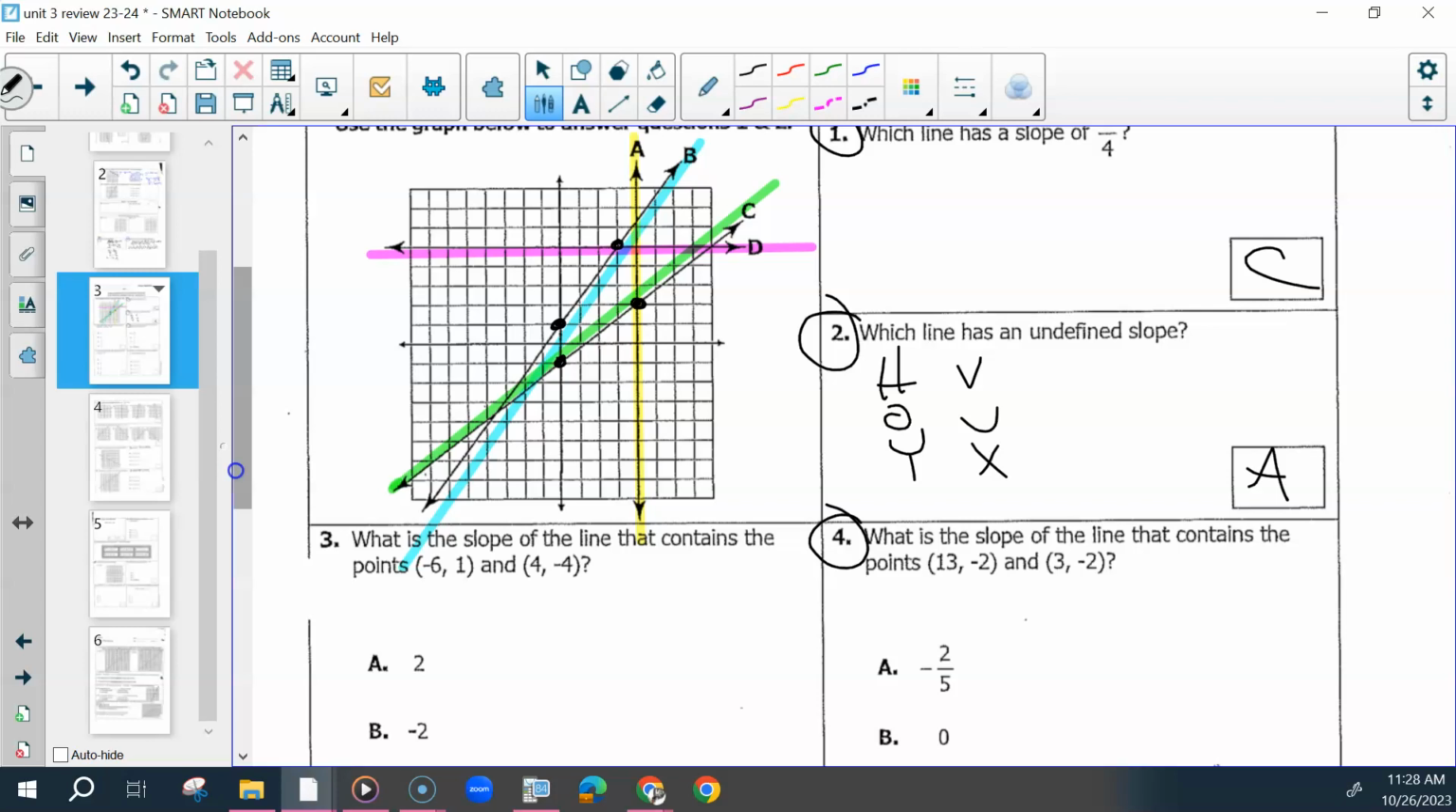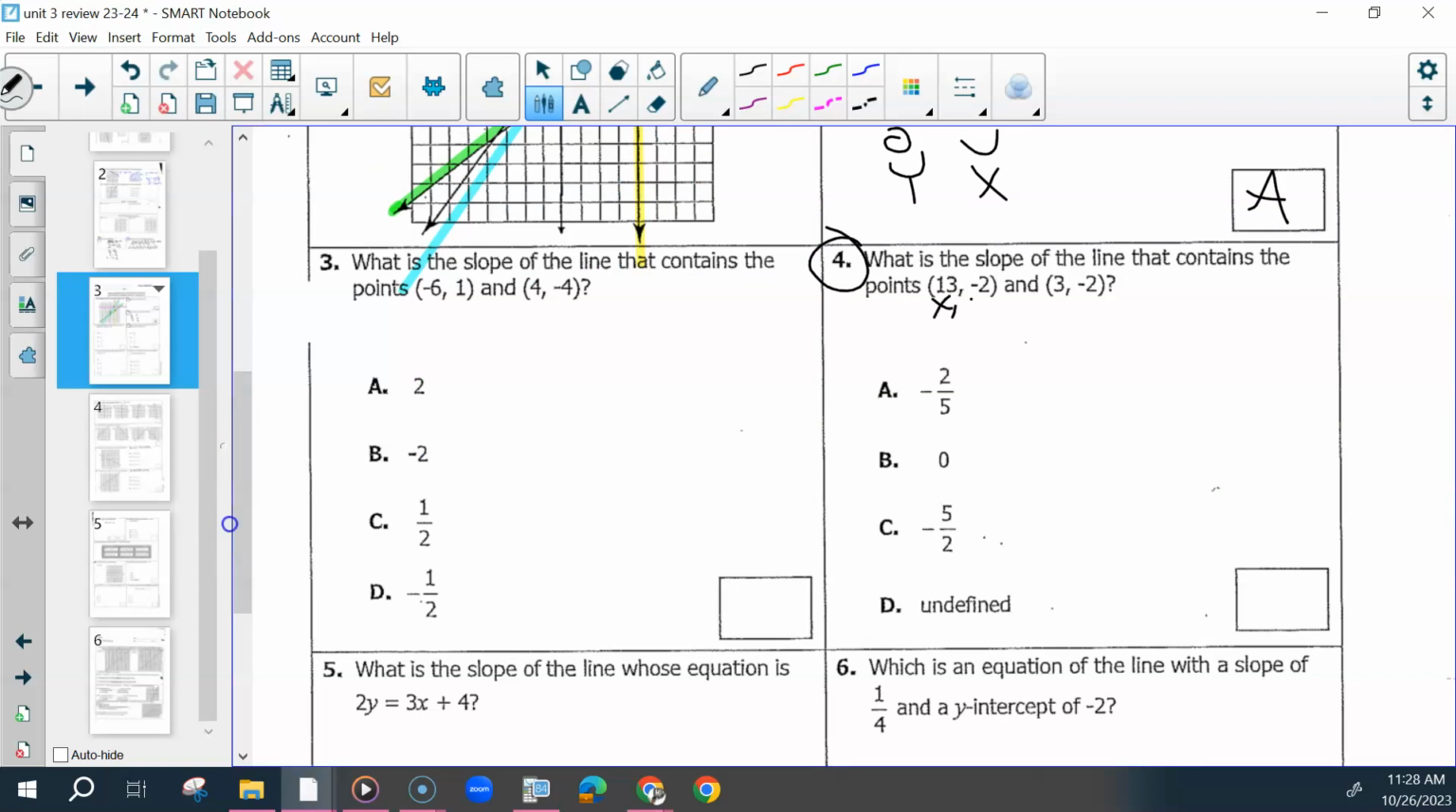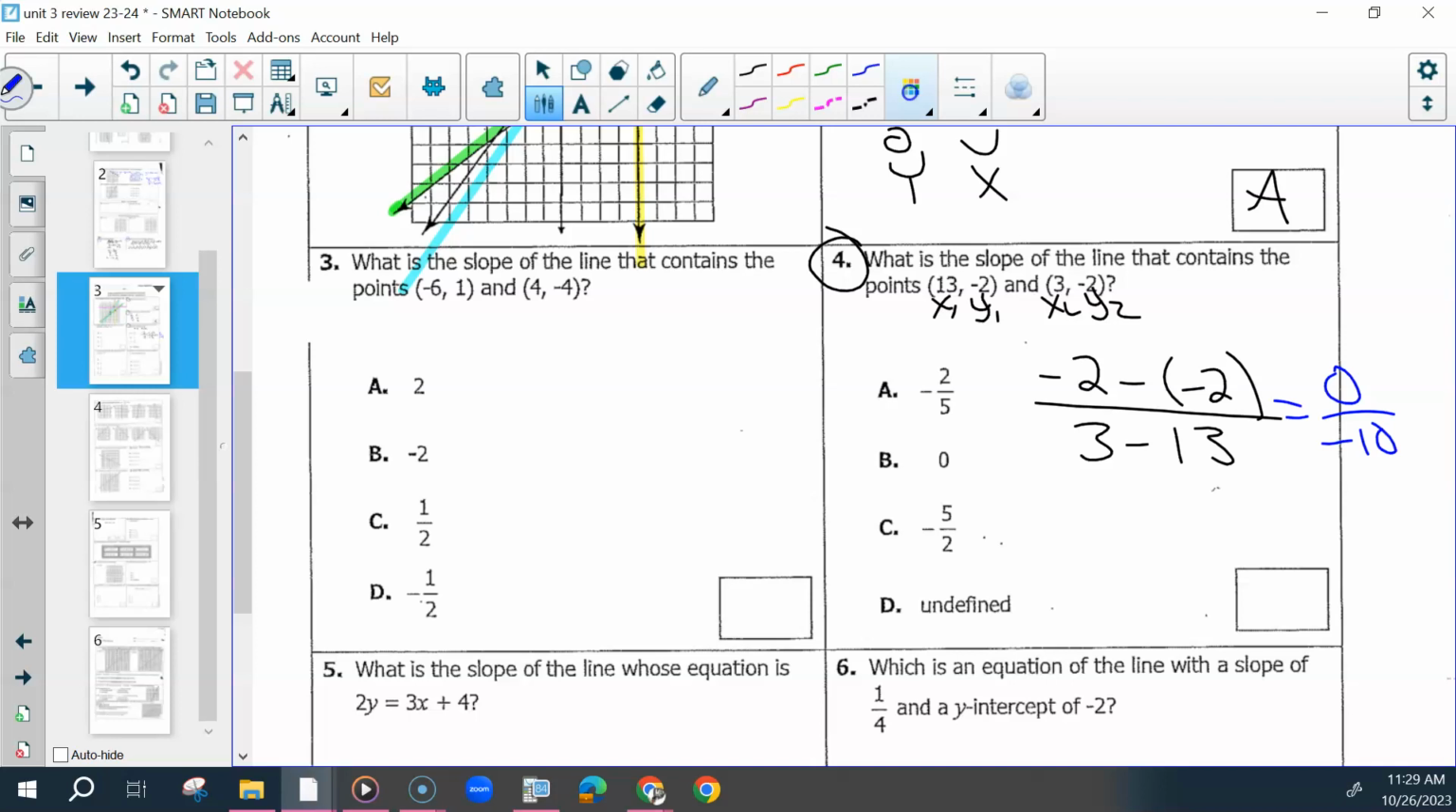Okay, number 4. Let's find the slope. We have -2 minus -2 over 3 minus 13. If we simplify, what would we get? 0 over -10. Which is? It's 0. Undefined is when 0 is in the denominator. Or you could put 0 over -10 in your calculator. It would give you 0. Alright, other questions on this page before we move on?